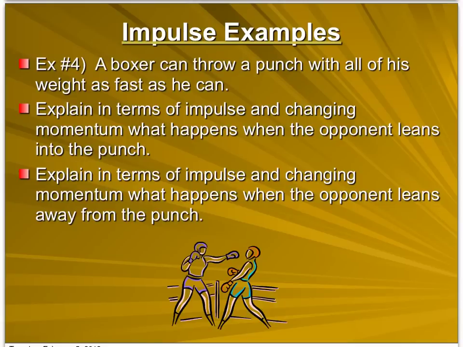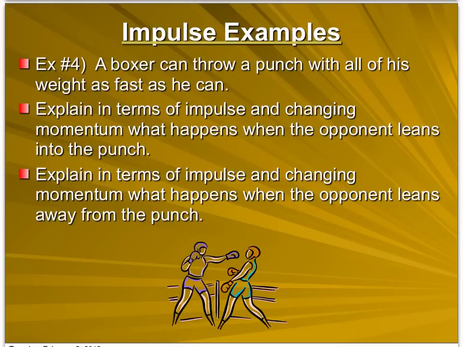Okay, example 4, we're going to look at this in terms of boxing. So we're going to assume that we have a boxer that can throw a punch with all of his weight as fast as he can. So we're going to look at this 2 different ways. Explain in terms of impulse and changing momentum what happens when the opponent leans into the punch. And then we're going to look at it if the opponent leans away from the punch.